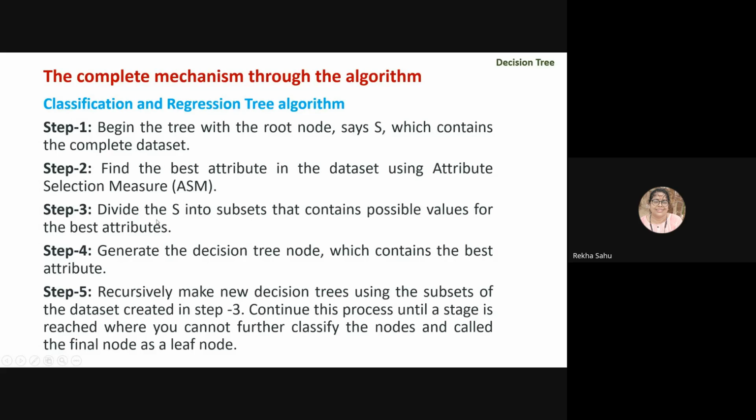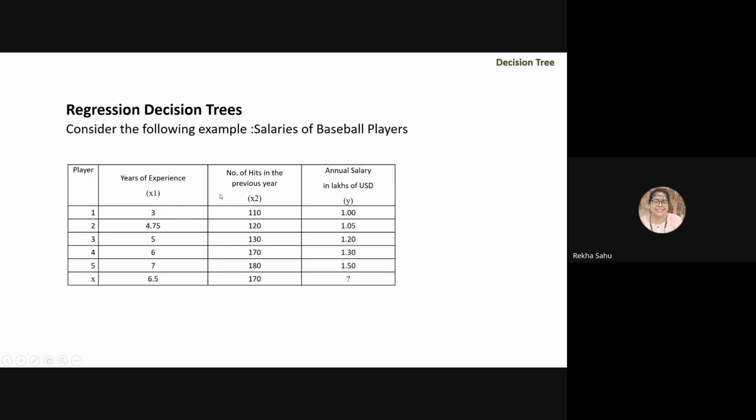How do you find the best attribute? You will use the attribute selection measure approach. What is this approach? We'll discuss it. So see here, how you create a regression decision tree. You have two attributes here: year of experience, let it be X1, and another, the previous year. Here you have to find the salary in lakhs of USD. So how will you build the decision tree with this data set?